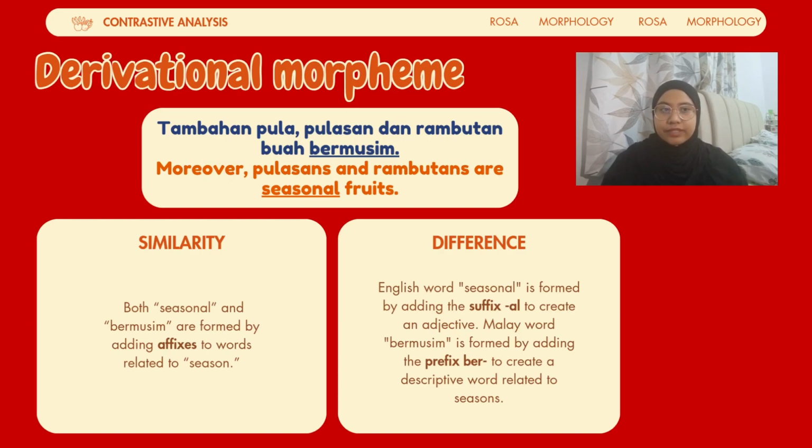This is an example of derivational morphology because the affix creates a new word and changes its word class from noun to adjective. In contrast, Malay forms bermusim by adding the prefix ber to the noun musim. Instead of using a suffix like English, Malay uses a prefix to create a descriptive word related to seasons. This shows that although both languages use affixation to form new meanings, English and Malay apply different derivational processes.